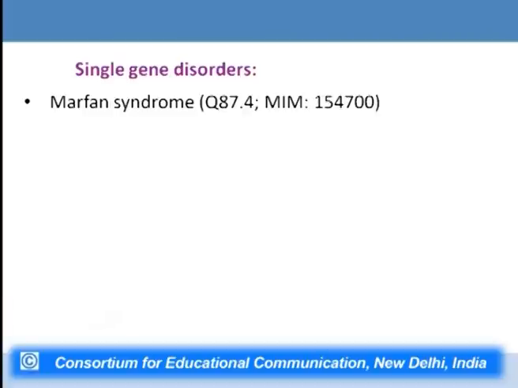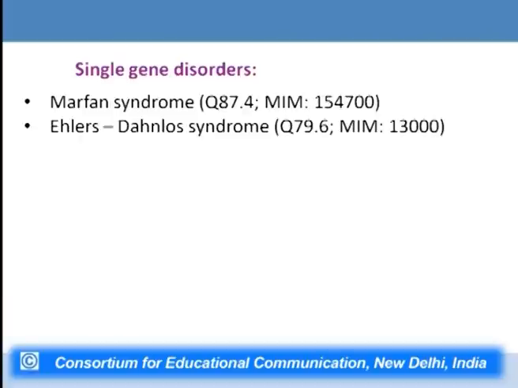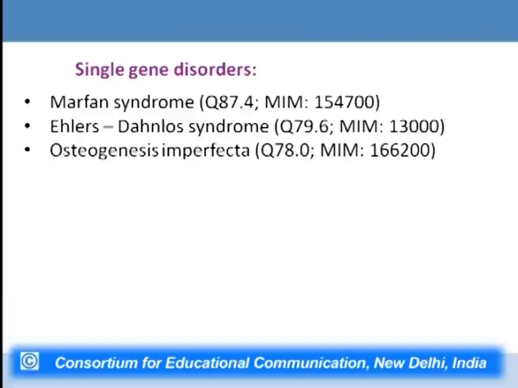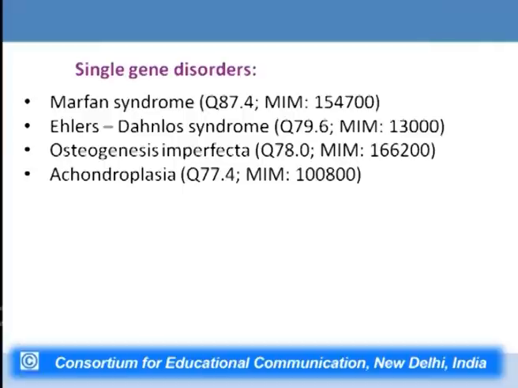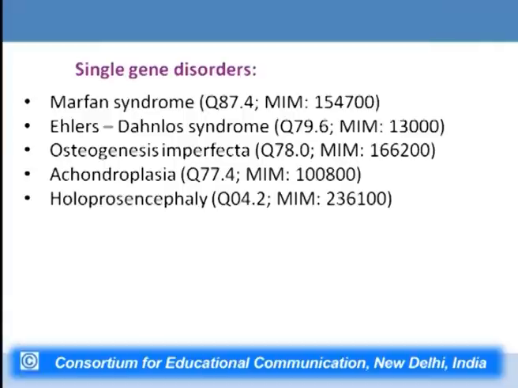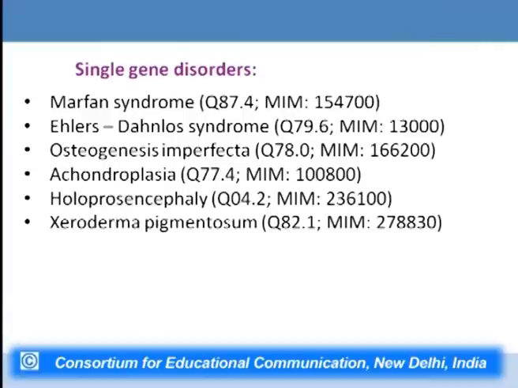Examples of single gene disorders are Marfan Syndrome, Ehlers-Danlos Syndrome, Osteogenesis Imperfecta, Achondroplasia, holoprosencephaly, and xeroderma pigmentosum. And there are a number of other disorders which are caused by a single gene mutation. Now, these figures shown along with these particular syndromes refer to the accession number of these genes in the Mendelian Inheritance in Man, which is an online reference system.